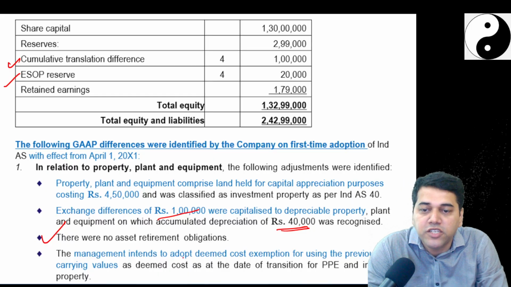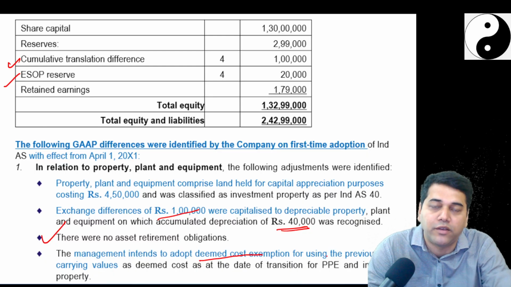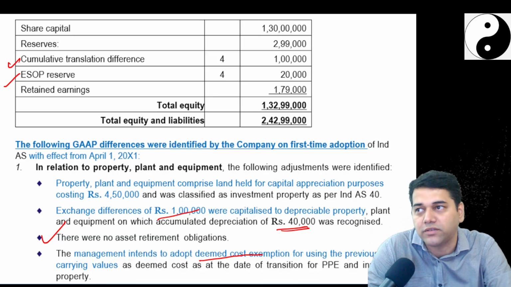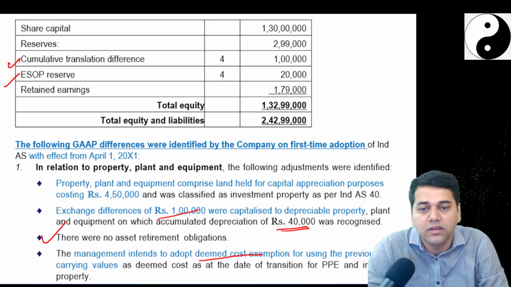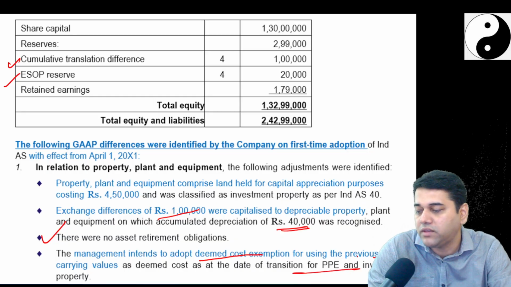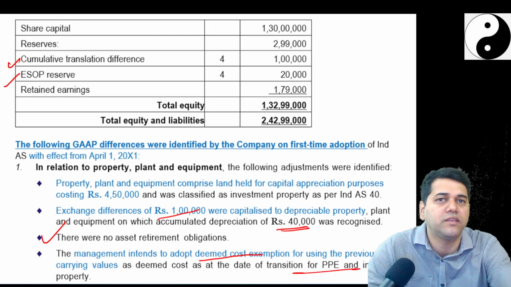Now the management intends to adopt the deemed cost exemption using the previous GAAP carrying values. But when they adopt this, they have to adopt it for all the classes of assets. If they don't want, they could have done revaluation on a case to case basis. So what have they chosen? Only one thing we have to do here is reclassification for the land. For the other things we will give the note that there is nothing required.